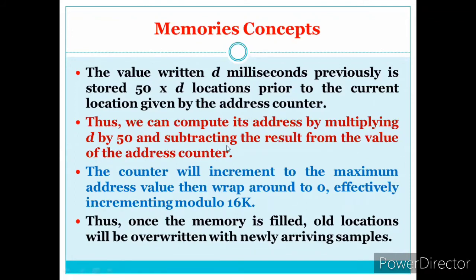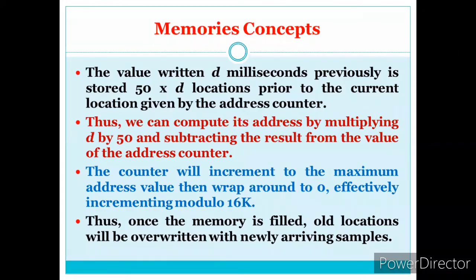counter there. Okay, so in this way what we do is that we transfer the data to a respective memory location by seeing the respective delay there. So the counter will increment to the maximum address value and then wrap around to 0. It means what? After the memory is full, then again it comes back to 0. Okay, effectively incrementing the modulo 16k operation there. So how it again comes back to location 0 is that it just performs the modulo 16k operation.